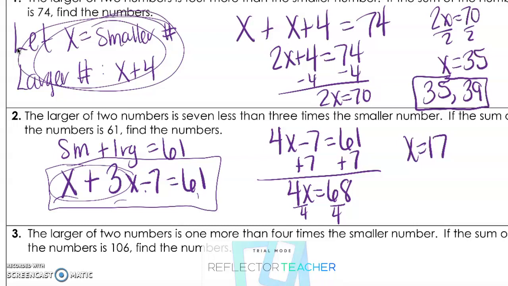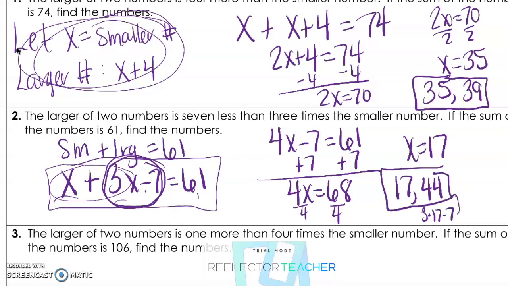Again, we're not finished. That's our smaller number, so 17 is our smaller number. To find our larger number, you're going to plug it in just right here, not into the whole thing. Remember, just the 3x minus 7 is what represented your larger number. So you do 3 times 17 minus 7, and we get 44. Then add those two together to make sure you do get 61, and you would.